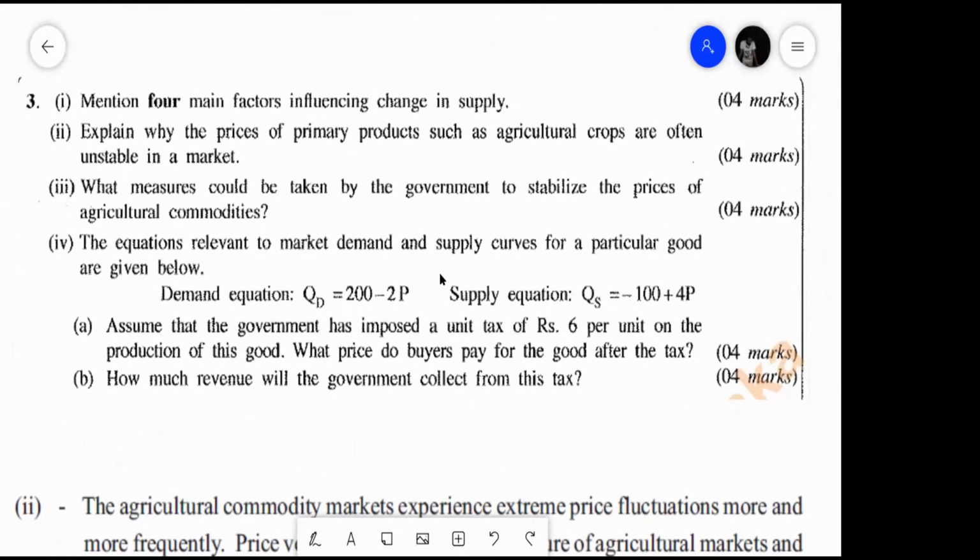Mention 4 main factors influencing a change in supply. Factors influencing a change in supply. So here you all can write those things that you all told me earlier: technology, cost of inputs, prices of related goods, consumers.